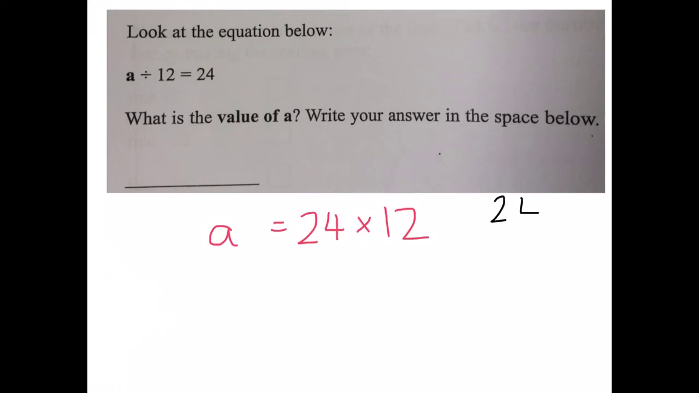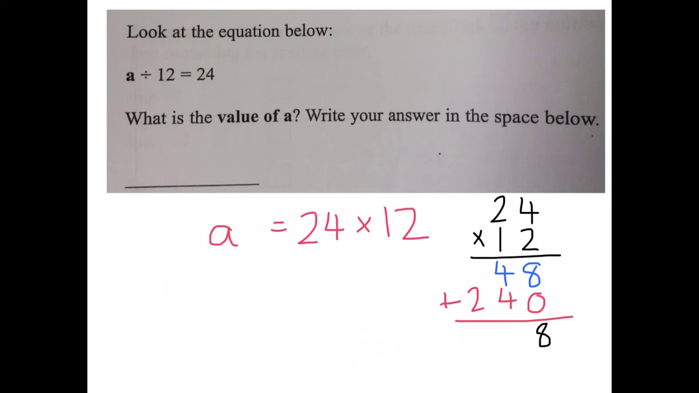So 24 multiplied by 12. 2 times 4 is 8. 2 times 2 is 4. Then we're on to our tens, so we put a 0 in. 1 times 4 is 4. 1 times 2 is 2. And the last step is to add the numbers. 8 and 0 is 8. 4 and 4 is 8. And 2 and 0 is 2. So the value of A is 288.